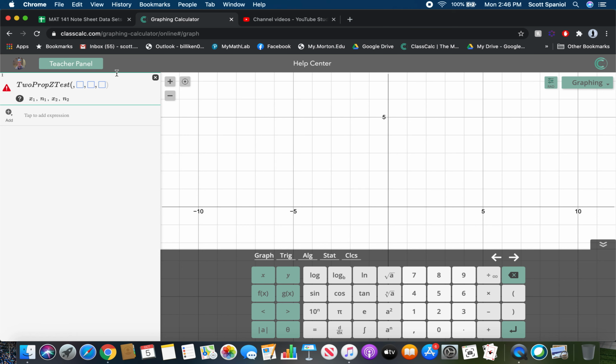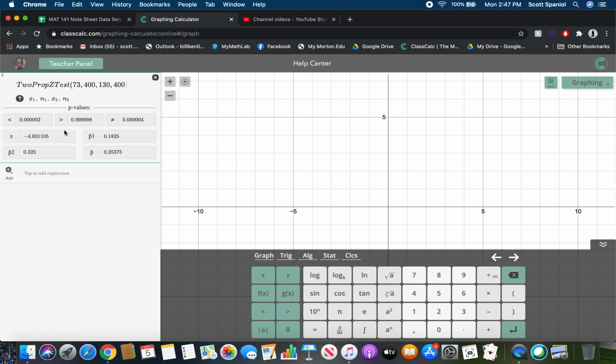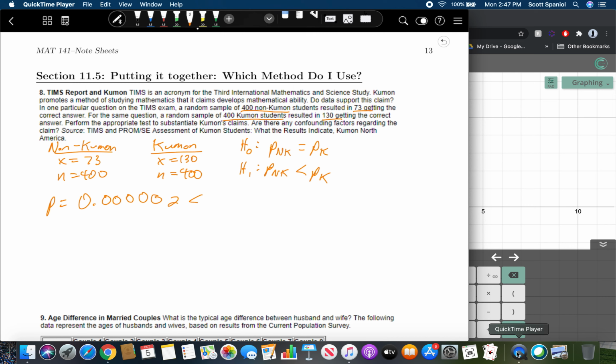Remember, to get to the two prop z-test, you can just type in these capitals, T, P, Z, T. And then we just need x and n for each sample. So x for sample 1 was 73 out of 400, and for sample 2, the Kumon, it was 130 out of 400. If we do that, we get a p-value of 0.000002. Okay. So is that less than alpha? You bet it is, right? They didn't tell us what alpha is, but that's a very low p-value.